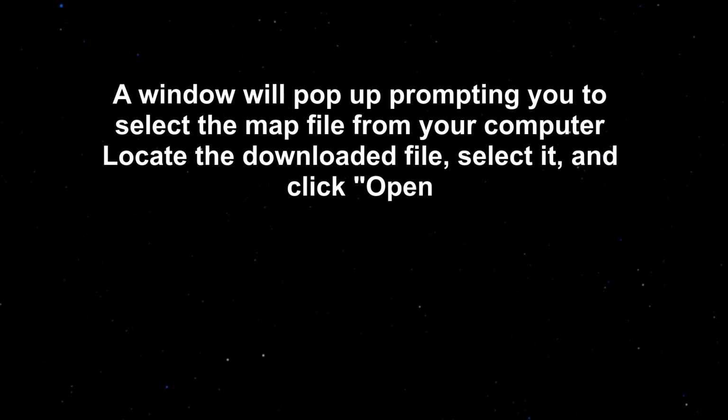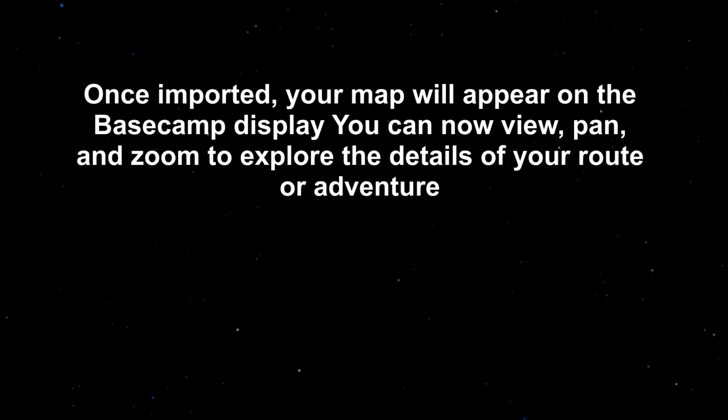A window will pop up prompting you to select the map file from your computer. Locate the downloaded file, select it, and click Open. Once imported, your map will appear on the Basecamp display. You can now view, pan, and zoom to explore the details of your route or adventure.